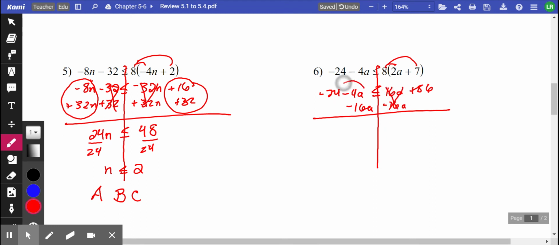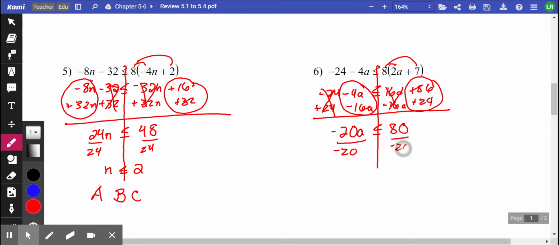I'm going to add these up in a second. Add 24 to both sides. That's 0. We're going to add these up in a second. So that's going to give me negative 20a is less than or equal to 80.